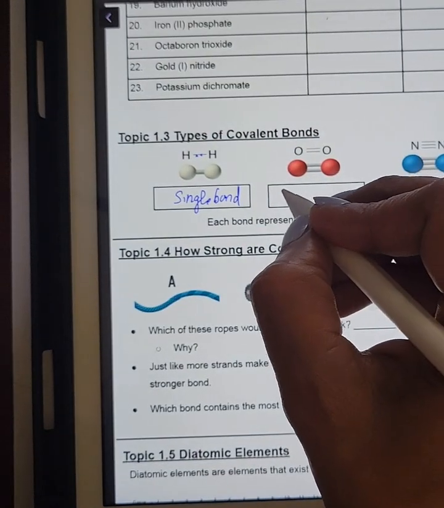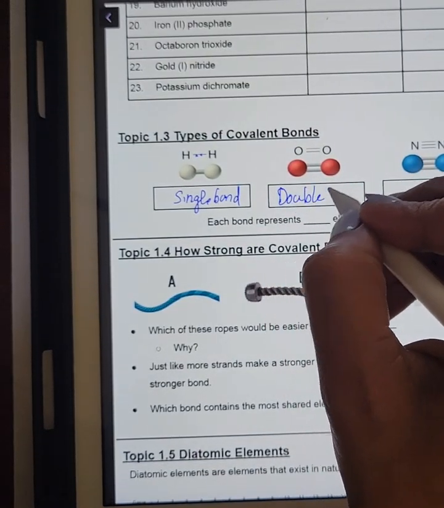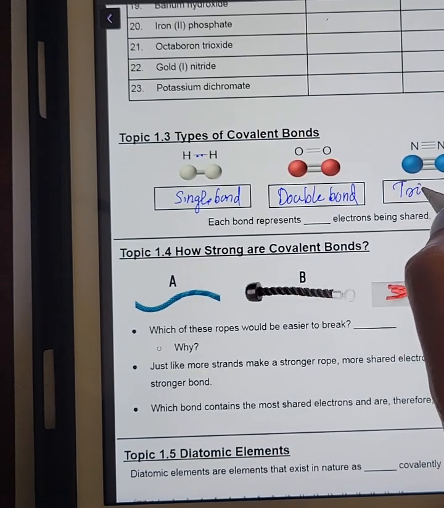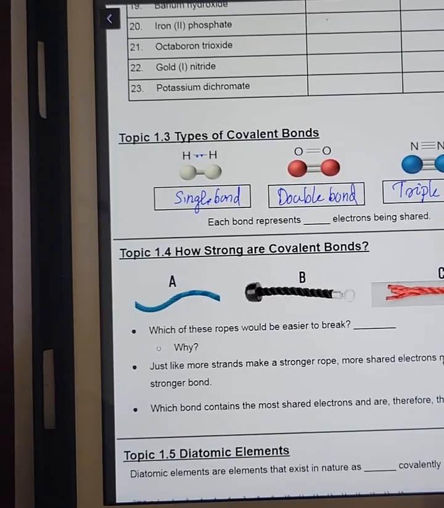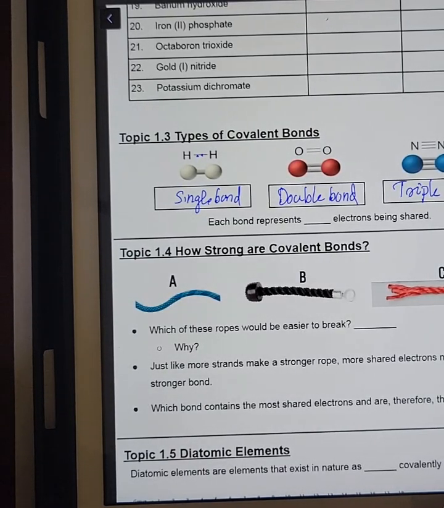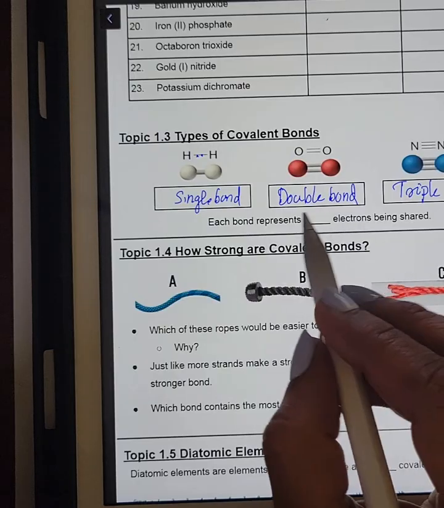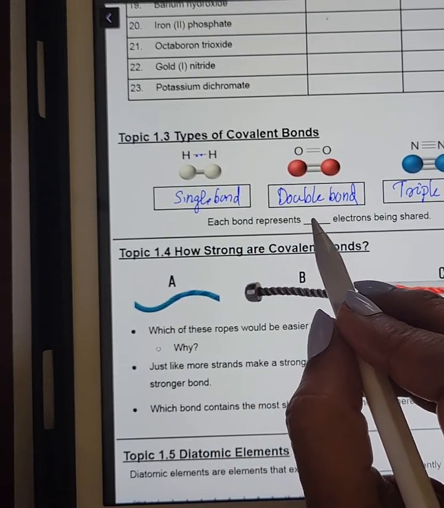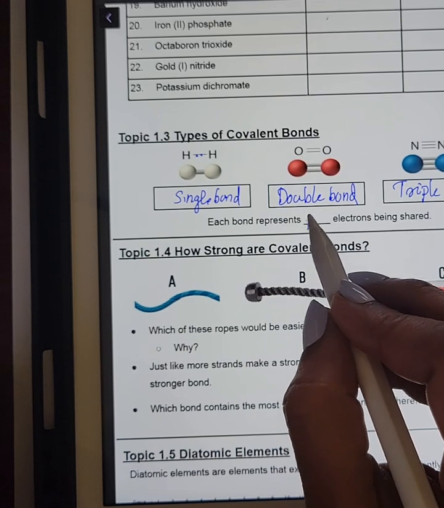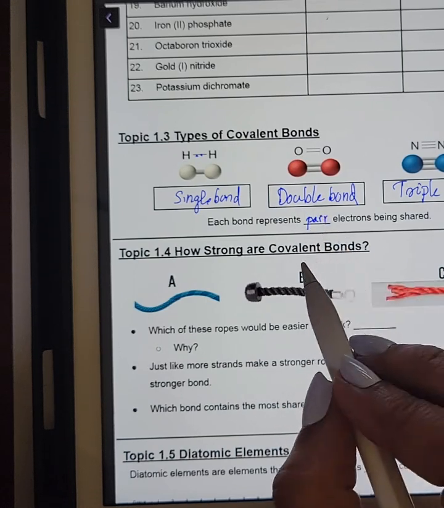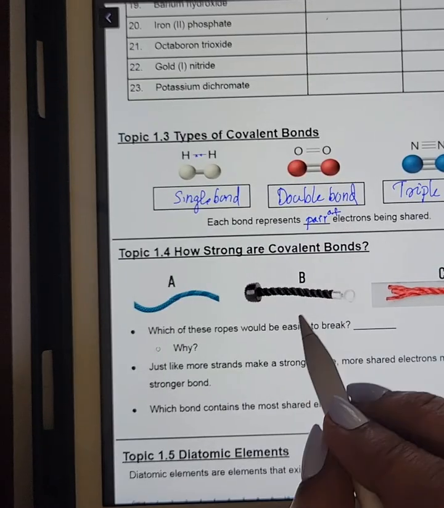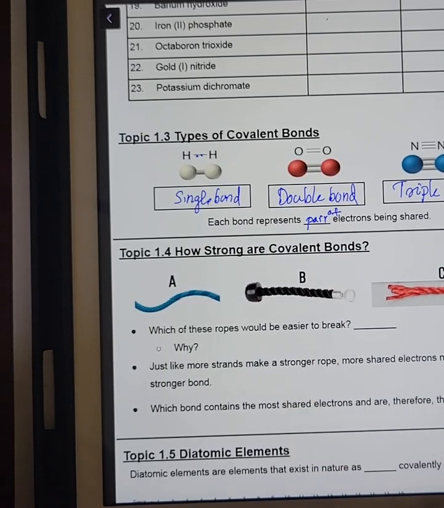This one will be what? Yes, double bond. And this will be what? It is triple bond. So if they are sharing 3, that will be triple bond. Each bond represents the number of pairs of electrons, number of electrons being shared.